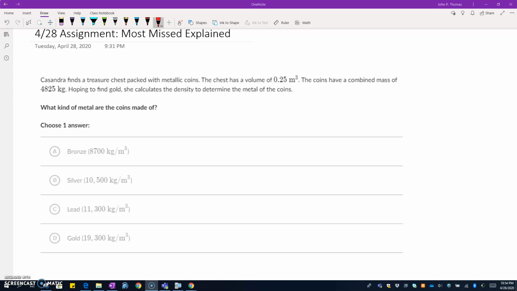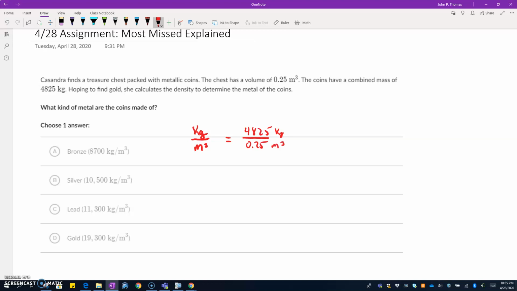All right, so first thing we look at is we want density, and I always look to units. Units for density are a mass per a volume. In this one it's meters and kilograms, so we're looking at kilograms per meters cubed. So to find the density, I'm going to take a kilogram measurement, which we know is 4,825 for the mass, in kilograms, and divide that by a volume, which in this case is 0.25 meters cubed.